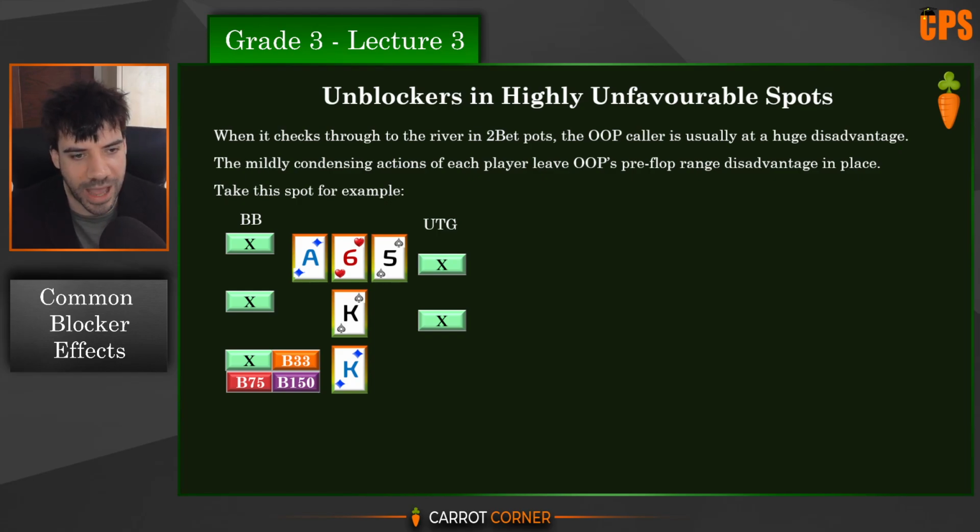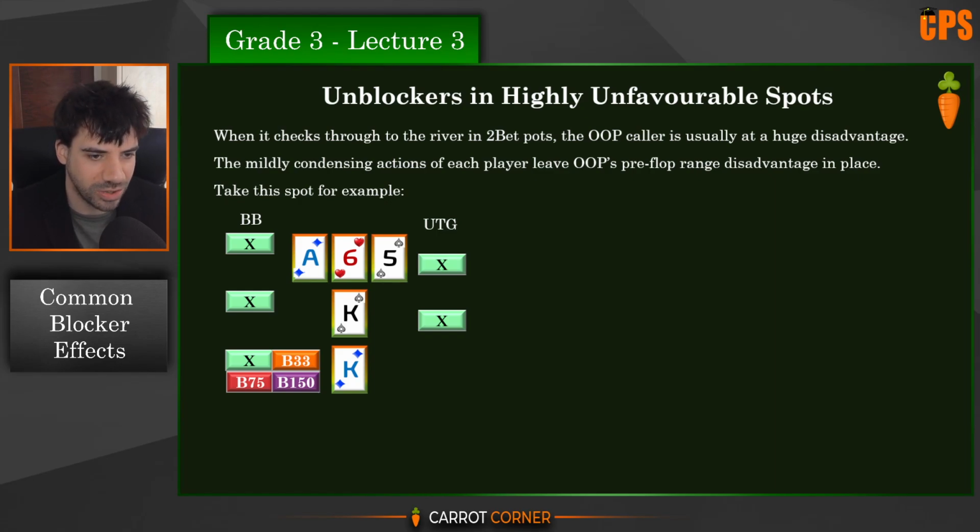Under the gun's check back here is pretty sensible. They can build a checking range here, but maintain a big equity advantage when they check back. Under the gun is not building a checking range on this board because they think it's a bad world for range, but because the opponent's a bit too polar for us to want to bet all the time. On the turn it goes check again.